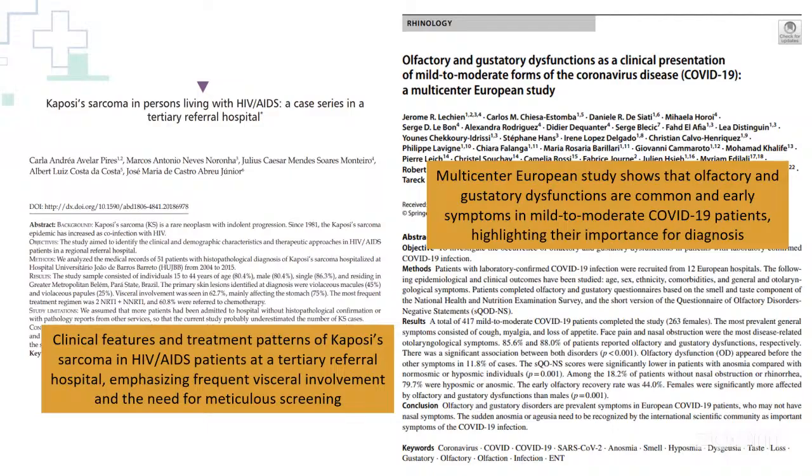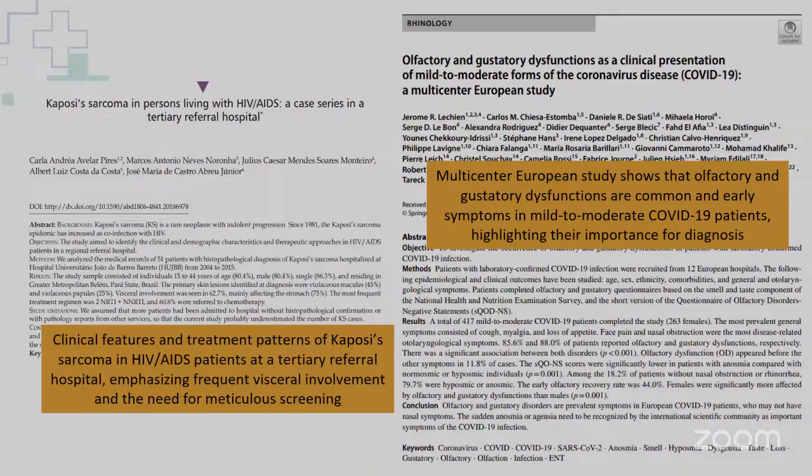The second example is of a multi-center European study which highlighted the common early symptoms of olfactory and gustatory dysfunction in COVID-19 patients. The major difference between these two examples is that in the first example the cases are collected from a single hospital, and in the second example the cases are collected from the whole of Europe. So the case series can be conducted both ways.